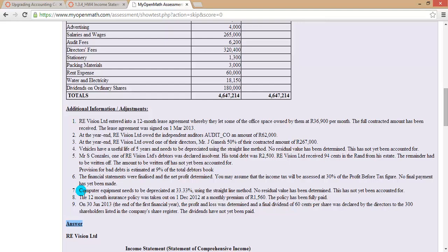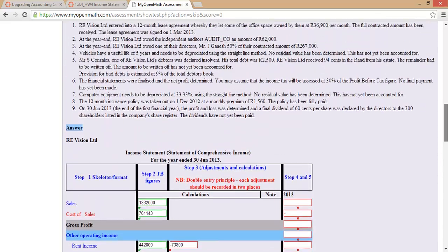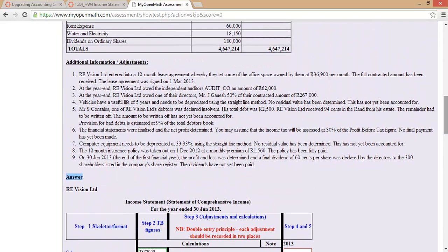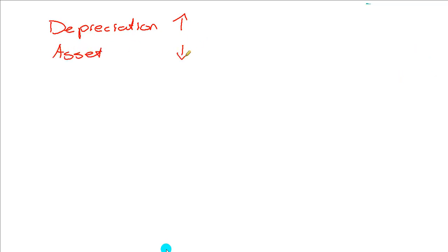Computer equipment needs to be depreciated at 33.33% using the straight line method. This is similar to adjustment number 4, so I'm not going to go through the detail. But again, the same principle. We're using an asset, specifically a fixed asset, so we're going to have depreciation. Let's quickly do that. We've got depreciation, which is an expense which is increasing because we're using the asset, and my asset is going to decrease. The specific line item is fixed assets.